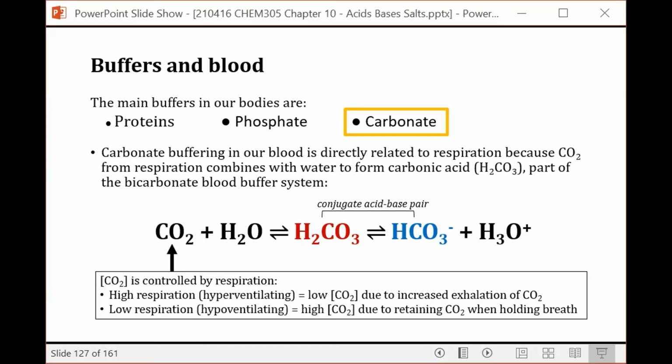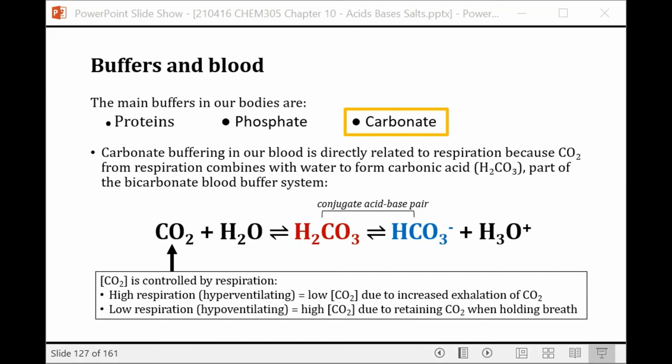So CO2 is rapidly controlled by respiration. If you have a high rate of respiration called hyperventilating, you have a low concentration of CO2 due to increased exhalation of CO2. So if your CO2 concentration is low, Le Chatelier's principle says that everything's going to shift to the left to make up for that reduced concentration of CO2. And if everything's shifting to the left, that means your concentration of hydronium ions is going to go down. When your concentration of hydronium ions goes down, your pH goes up. So this could result in alkalosis, which means you have a pH above the range it should be in blood.